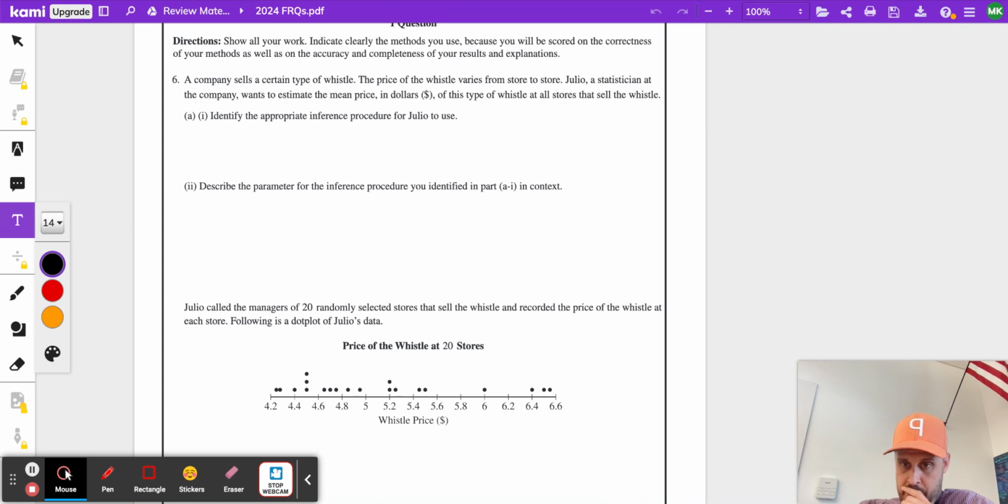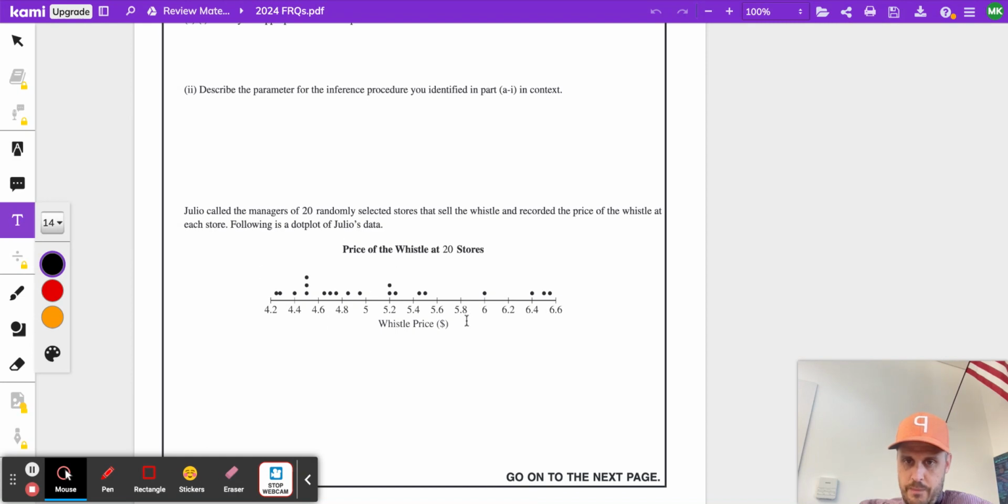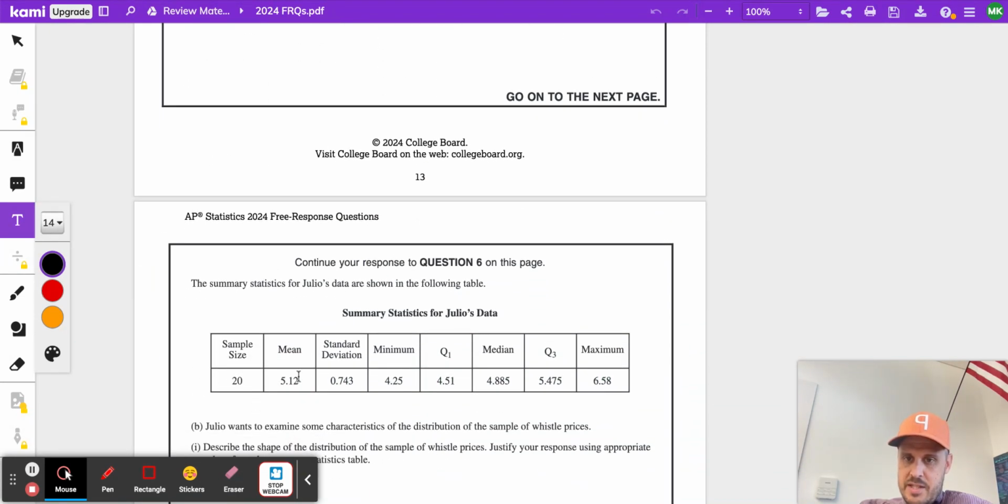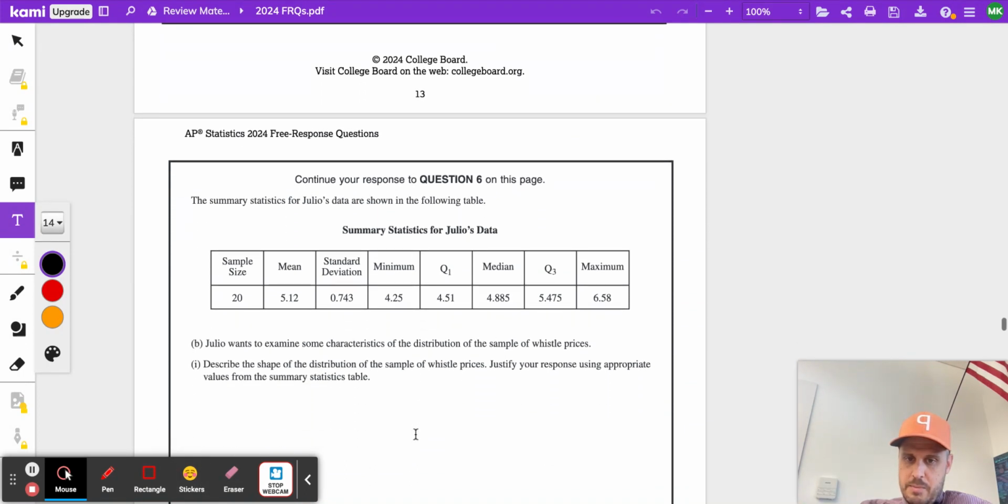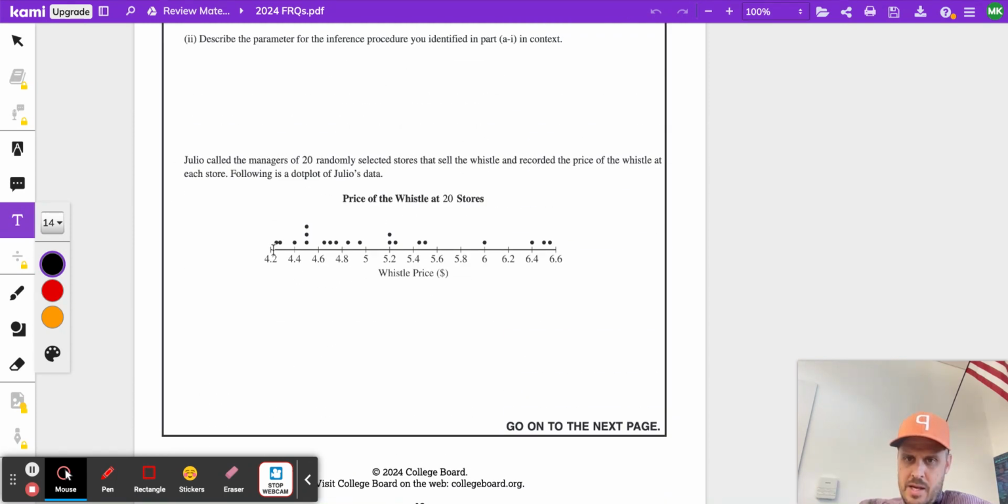Okay. So he called 20 managers at randomly selected stores that sell the whistle and recorded the price of the whistle at each store. That's the dot plot that we see. Summary statistics, we see that. He wants to examine some characteristics: describe the shape of the distribution of whistle prices, justifying the response using appropriate values. Okay, so it looks like the majority of the data is down here, and then there's a few to the right.